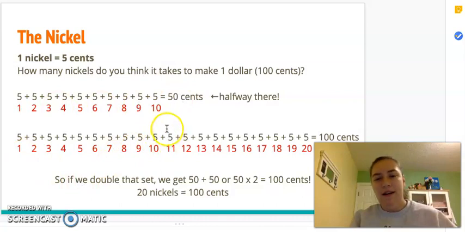So I took my 10 from up here and I brought it down. I did a little copying and pasting. And then I did 10 more. And we know that 10 plus 10 is 20. So it takes 20 nickels to get 100 cents.